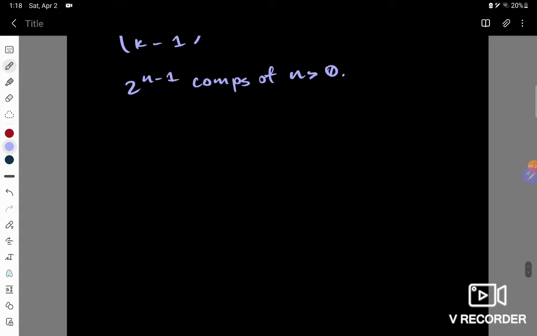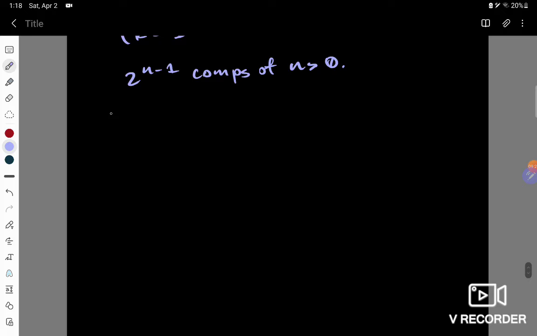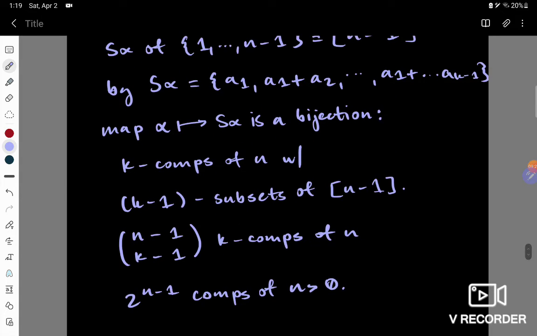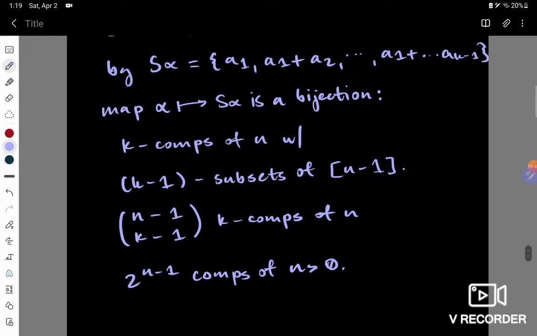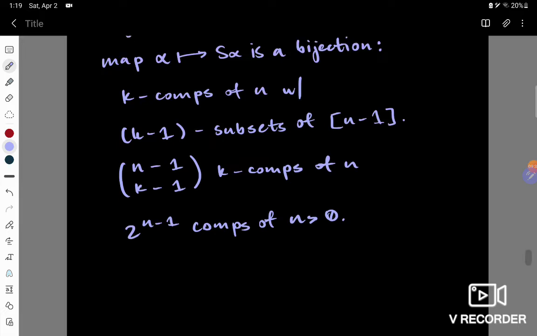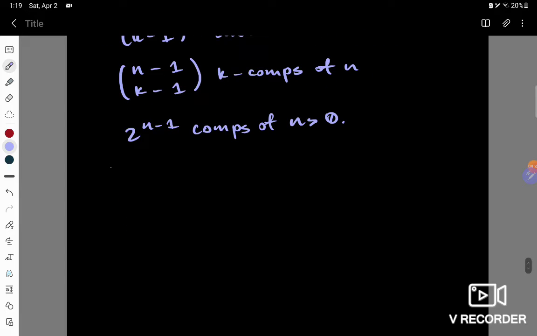Okay, so now we have that map alpha to S alpha. Since it's a bijection, there's an inverse map, an inverse bijection, from S alpha into alpha. And this is represented in a very convenient geometric way.